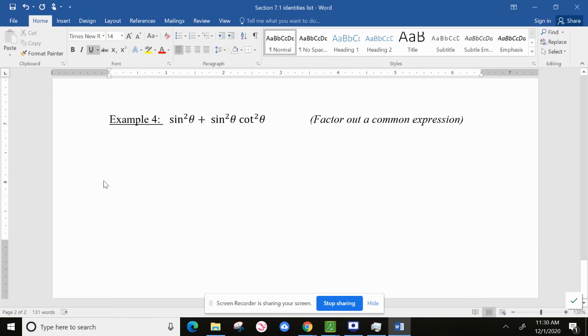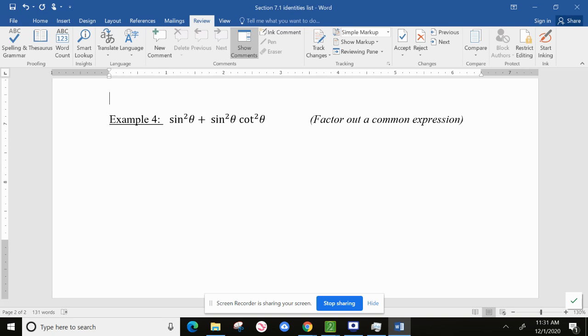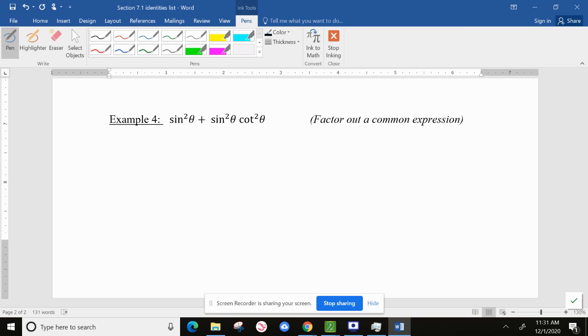Here, this very last problem, I wanted to go ahead and work through this one with you. It is a little bit different. This is one of the techniques you can use when you are simplifying these trig identities, and it is to factor out a common expression. So what I want you to do is to look at both of these terms. And what do you notice they both contain?